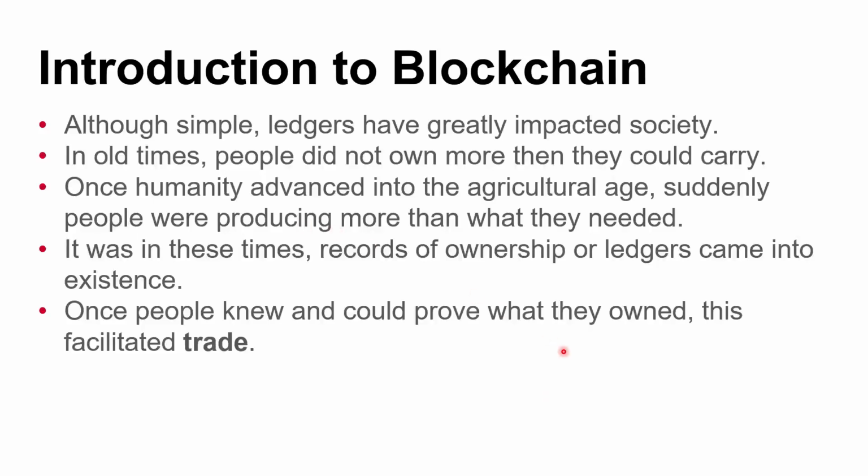So as we can imagine, back in maybe the hunting and gathering days, people did not own much more than they could carry. So there was no reason to really write down what somebody owned. But once we began to advance into the agricultural age, suddenly we began producing more than what we needed. At that time, then, it became necessary to actually write down what you owned. And it was in these times that records of ownership, or ledgers, came into existence.